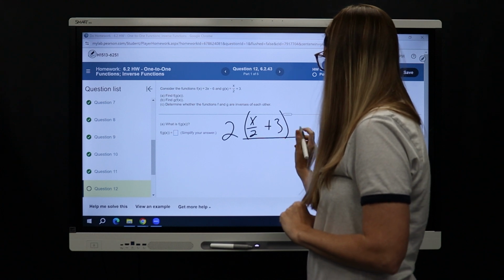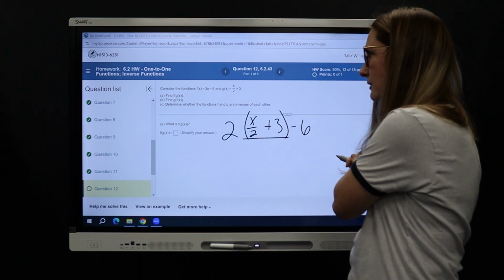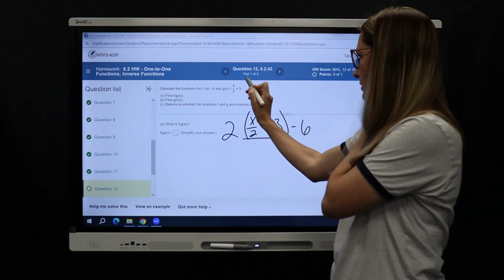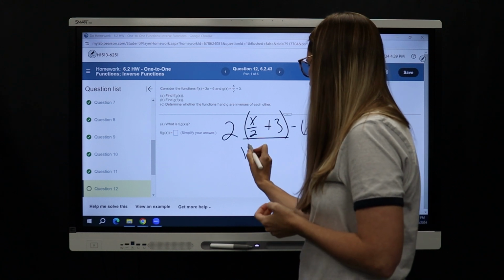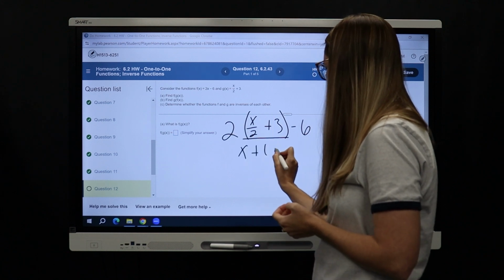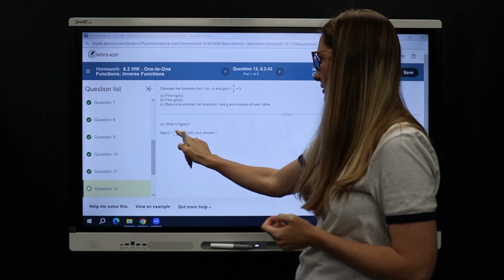Plus 3. And I'll go ahead and minus 6. So instead of x, we have our g function. So 2 times x over 2, 2 divided by 2 is x. 2 times 3 is 6 minus 6. Those are gone, so it's x.